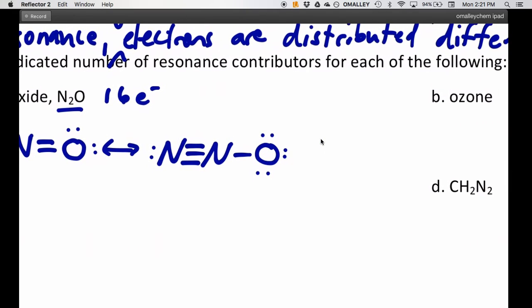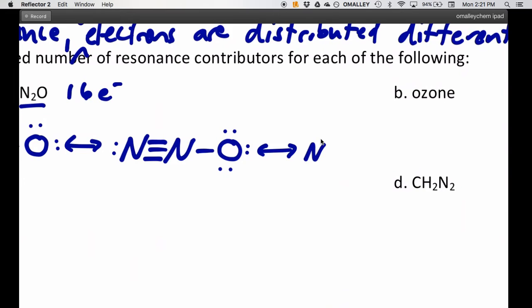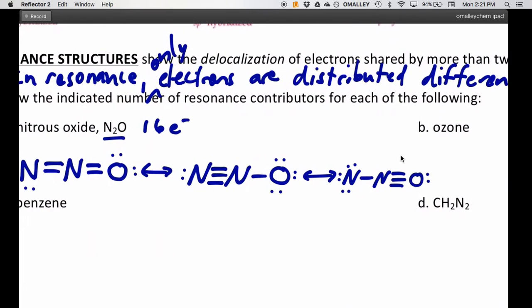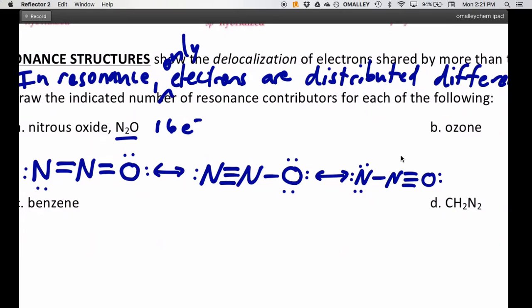And this isn't even the last one. There's actually yet another with the same connectivity, and this time you could have a triple bond between the nitrogen and the oxygen. And then if I satisfy the octet on every other atom, you get a valid structure with the triple bond between the N and the O. So all three of these are actually different representations of one molecule. The true structure of nitrous oxide looks like something in between all three of these.